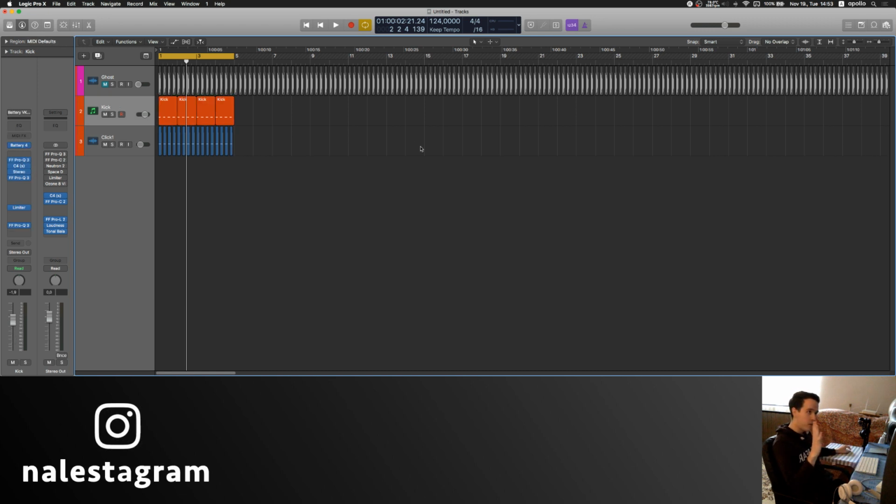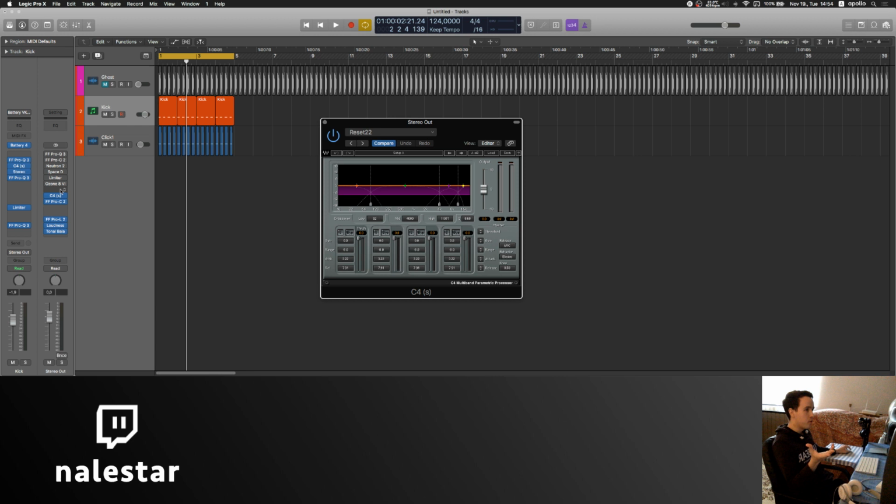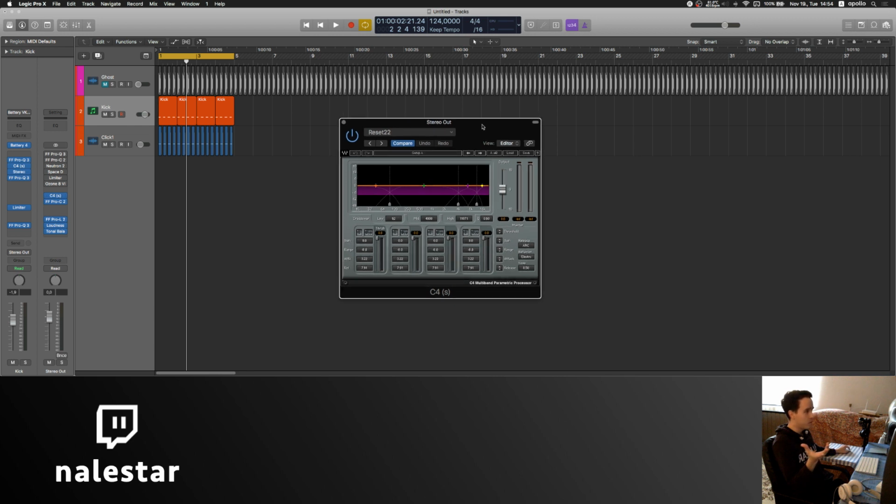This is whenever I start up Logic. I have a bunch of different templates, but this is the one I usually use when I work on stuff for myself. So I will only talk about the output chain for now. I have a multiband compressor.